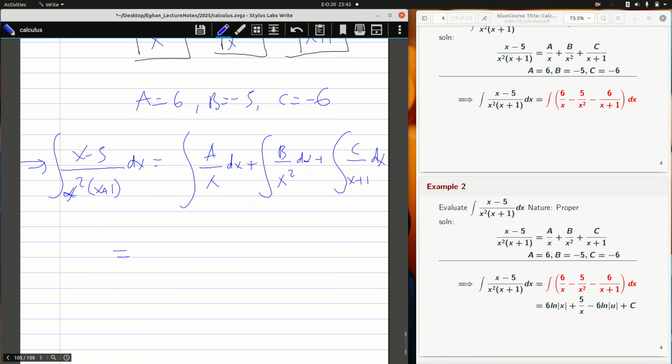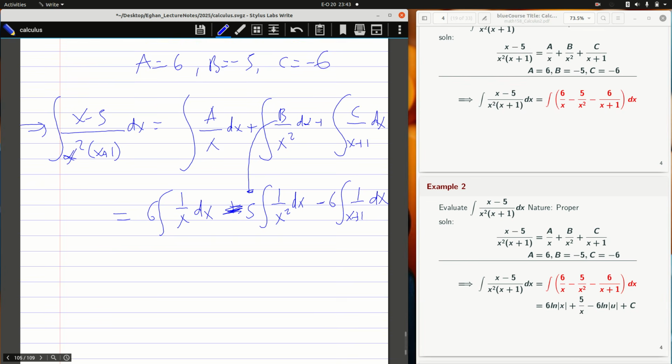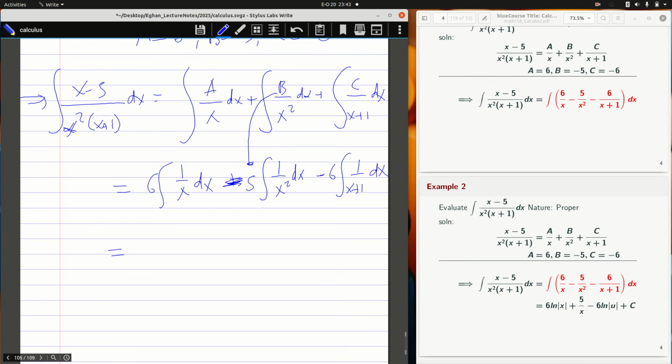So I can bring 6 out and say 1 over x dx, that is the a, plus if I want to have the b part, I can have -5 integral 1 over x squared dx, and then the c is -6 out, 1 over x plus 1 dx. Because they are constant, they can easily be factorized out. So I have 6, this part gives me, I don't need substitution, it's just simple in x. And then this part, I don't need substitution, it's simple.